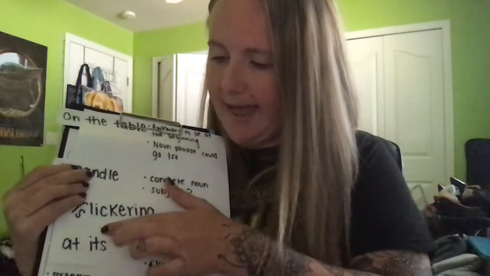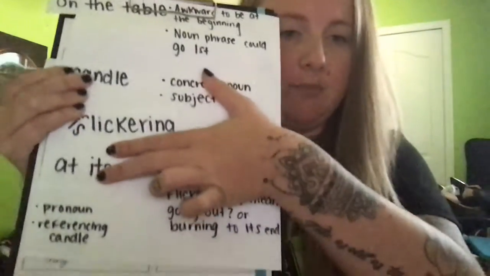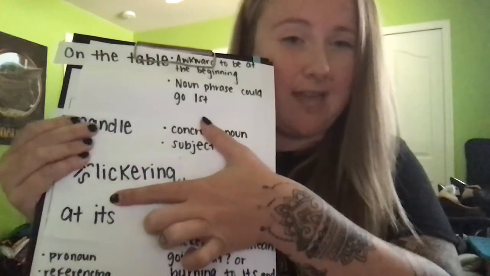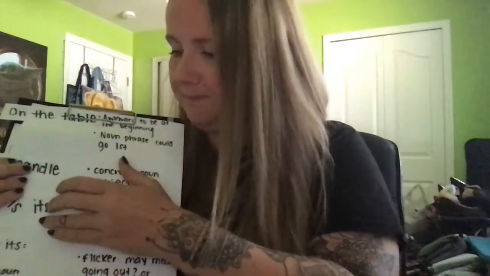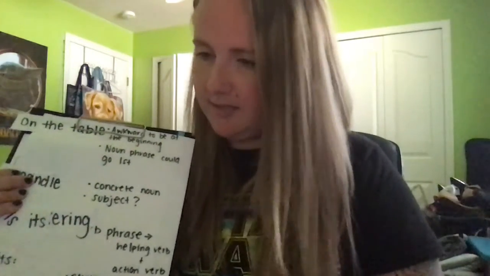So if we break down "at its," we have that that's a pronoun, and that it's referencing the candle. So the "its" is the candle that they're talking about. And then the last thing that we have is "last gasp." And the notes that we had for that fell on the floor.